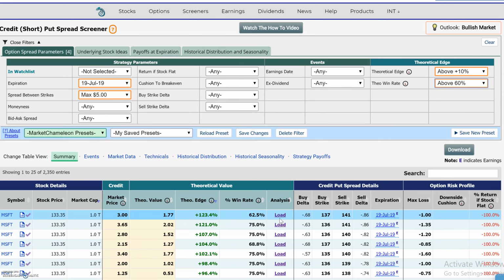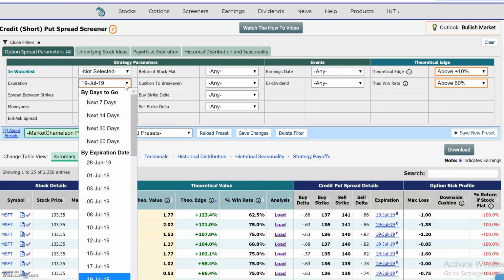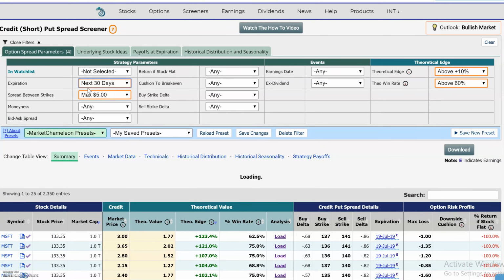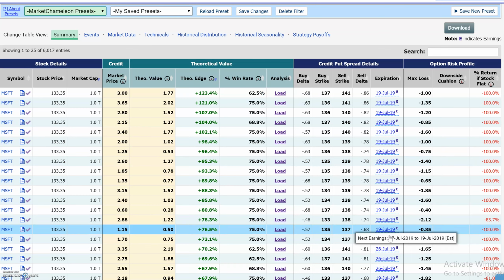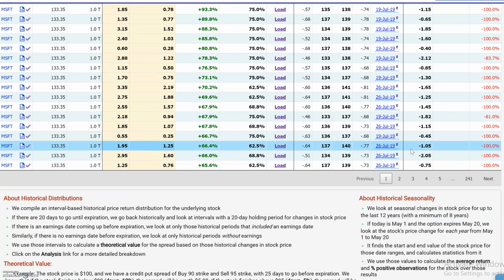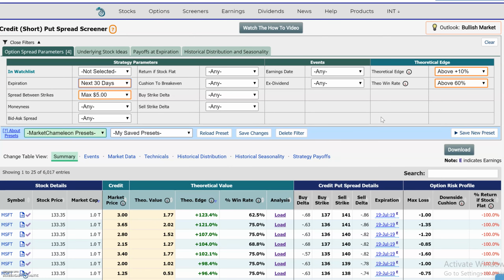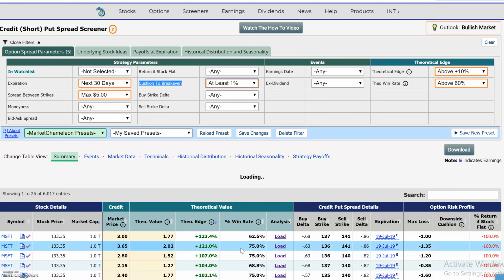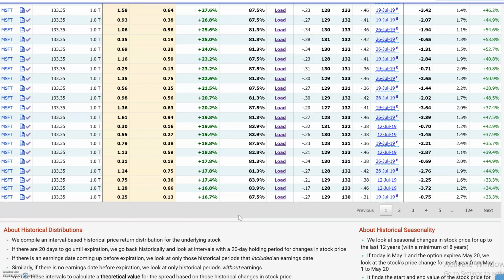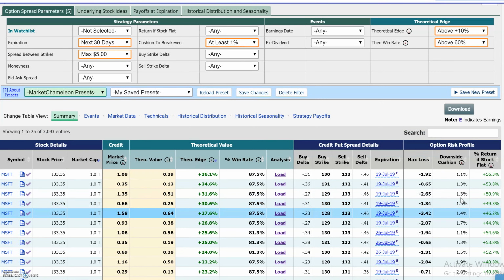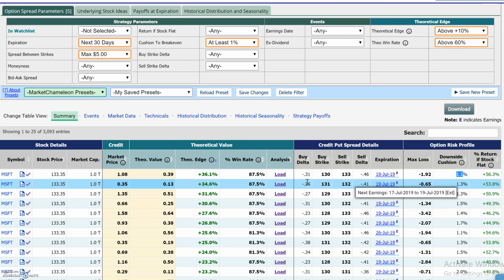Now, once I set that, let's also set this to any expiration that expires within the next 30 days. So this will give us all the different expirations as long as it expires within 30 days. So this downside cushion here, let's just set it right now across the board. I'm going to put in a universal at least 1%. This changes all the items in our screen right now, and over here you see 1.1%.